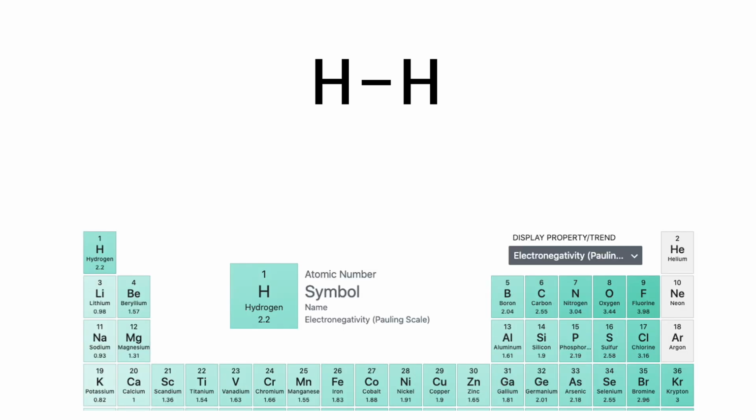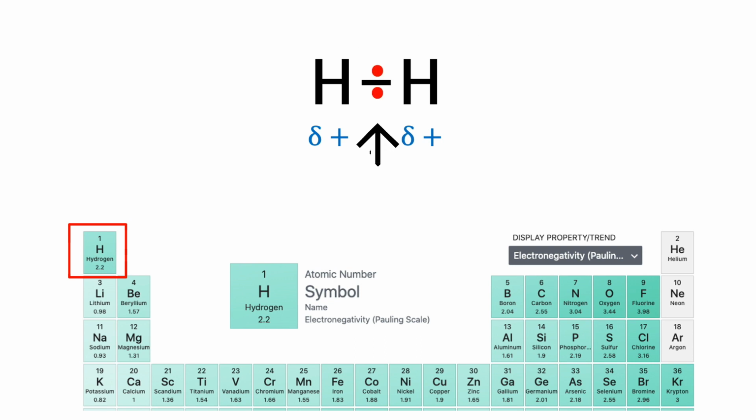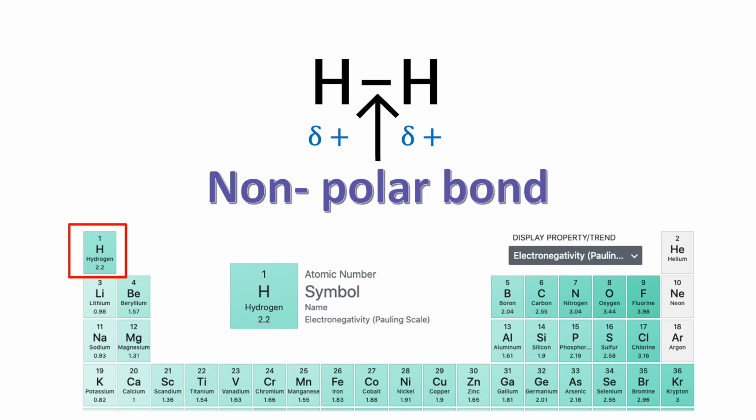Let's say that we have a diatomic molecule with similar atoms, such as the hydrogen molecule. Since both hydrogen atoms have a similar magnitude of electronegativity, there is no electronegativity difference between both atoms. So, both hydrogen atoms will equally share the electron density in the bond. Therefore, the hydrogen molecule has a nonpolar bond.